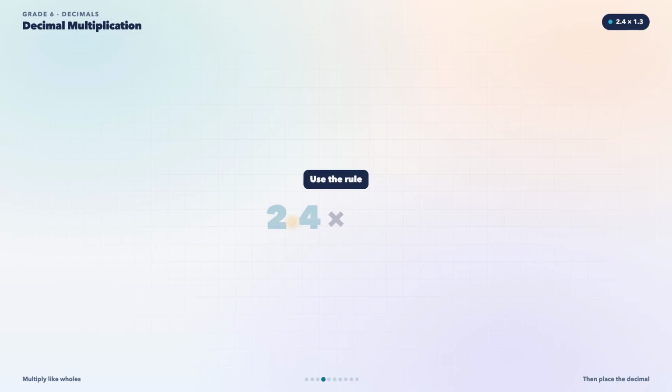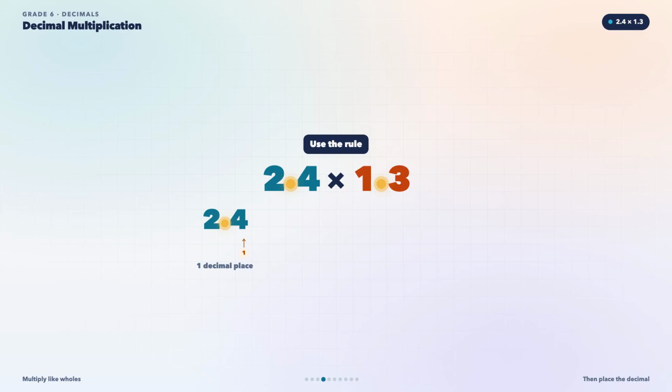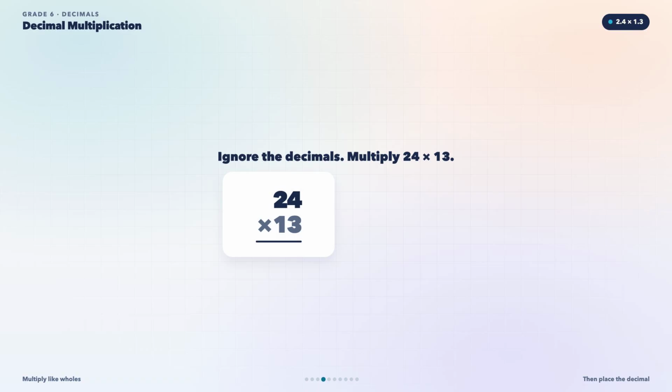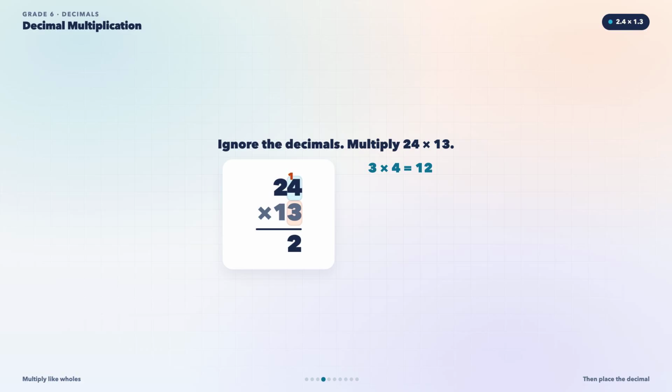Let's use the rule 2.4 times 1.3. 2.4 has 1 decimal place. 1.3 has 1 decimal place. 1 plus 1 equals 2 decimal places. Now ignore the decimal points. Multiply 24 times 13. First, multiply by 3. 3 times 4 equals 12. Write 2, carry 1. 3 times 2 equals 6. Add the carried 1. 6 plus 1 equals 7. The first partial product is 72.